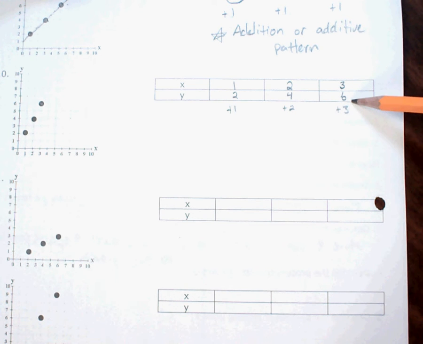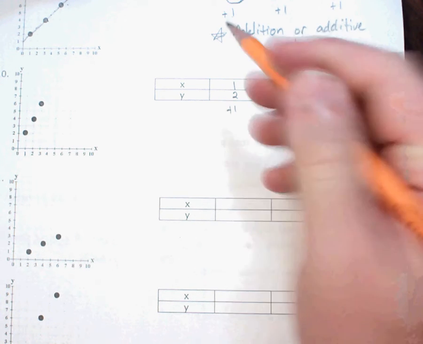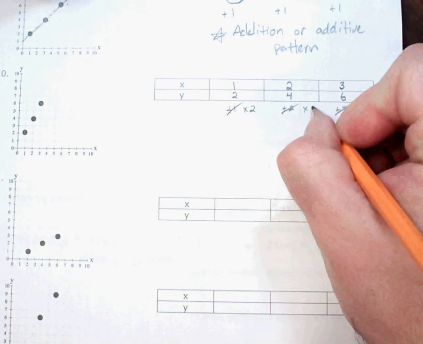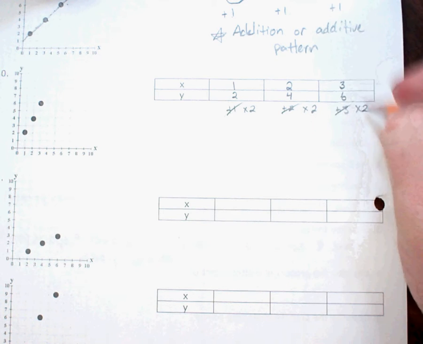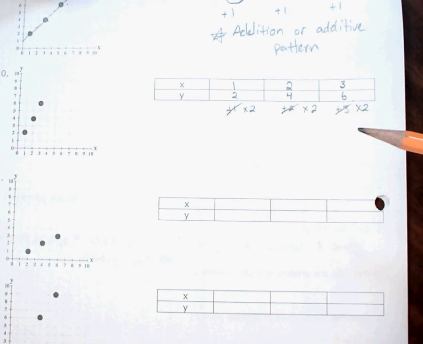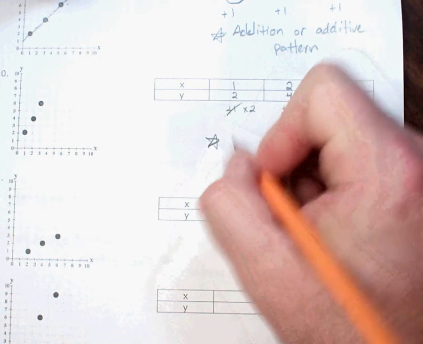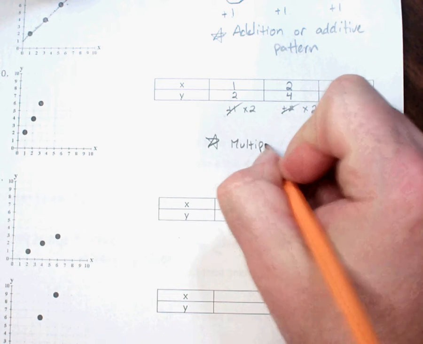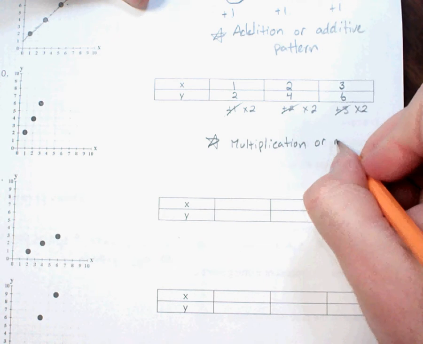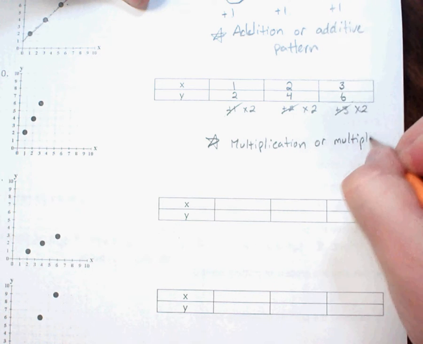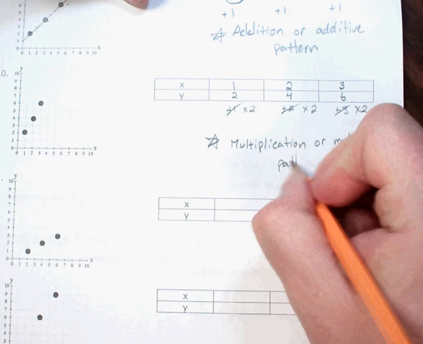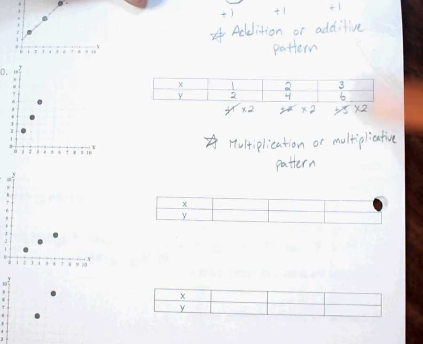Well, if you're good at detecting patterns, you can kind of identify that what's actually happening here is we're multiplying by 2 each time. So the x is getting multiplied by 2. So 3 times 2 gives me 6, 2 times 2 gives me 4, 1 times 2 gives me 2. And so this is a multiplication, or, and I'm probably going to mispronounce this, multiplicative, probably mispronounced and misspelled it, pattern. But my pattern is not addition, it's multiplication.